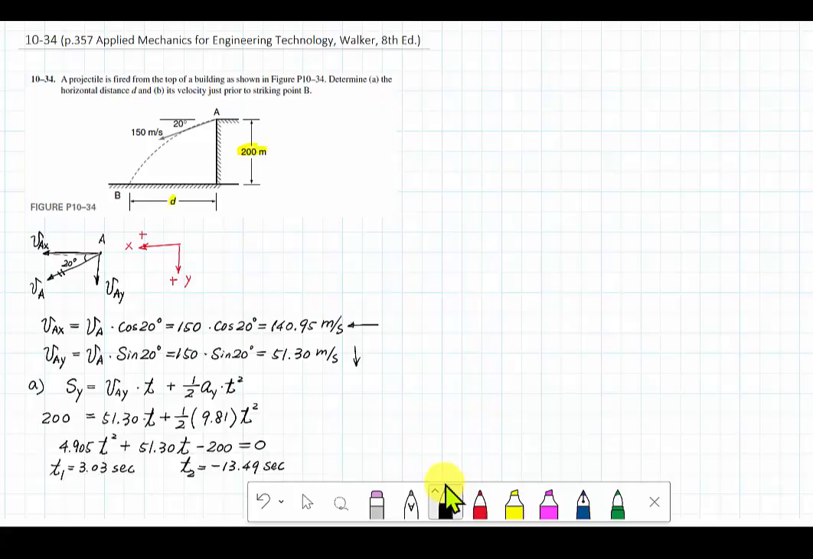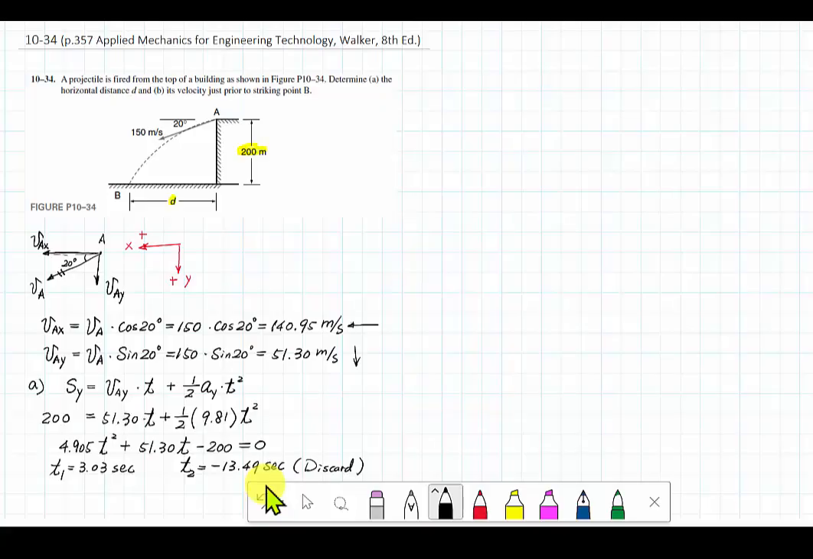So we're going to discard this one. You cannot have a negative time. And we're using the time, which is 3.03 seconds. Now, with that in mind, the projectile motion in the x direction is going to have the same time, which is t1. And in the x direction, because there's no force applied, the only force is gravity acting down, so in the x direction we should see a constant velocity.